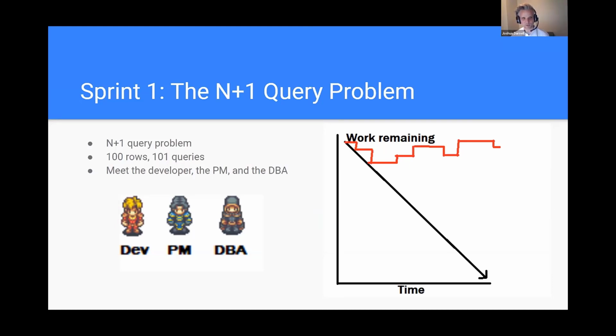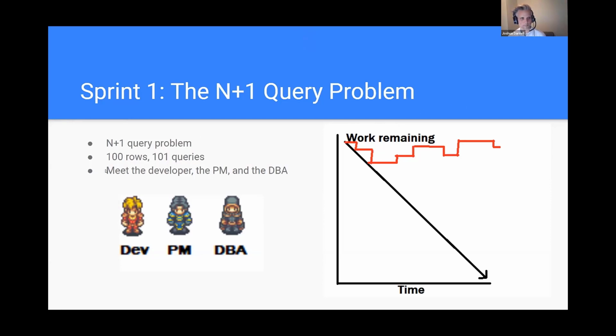The N+1 query problem is this situation where you're running a query from an ORM that returns 100 rows, but what it ends up doing is executing 101 queries. So if you're running a query that returns n rows, you end up running N+1 queries. And so we're going to dig into how that happens and how you can fix it.